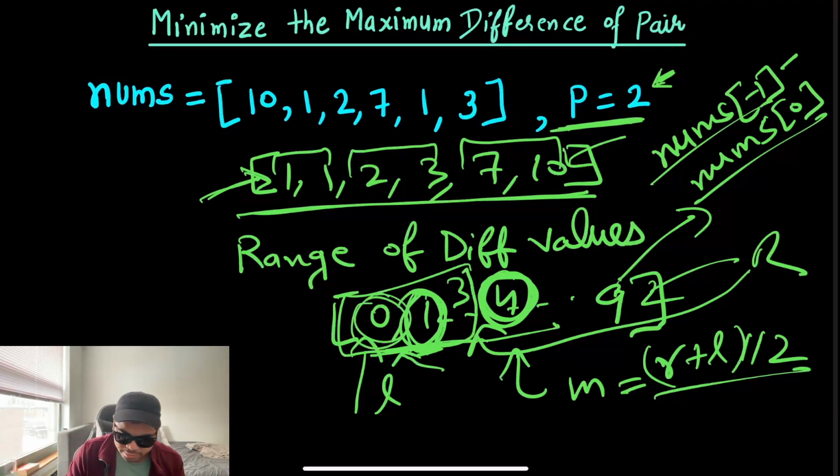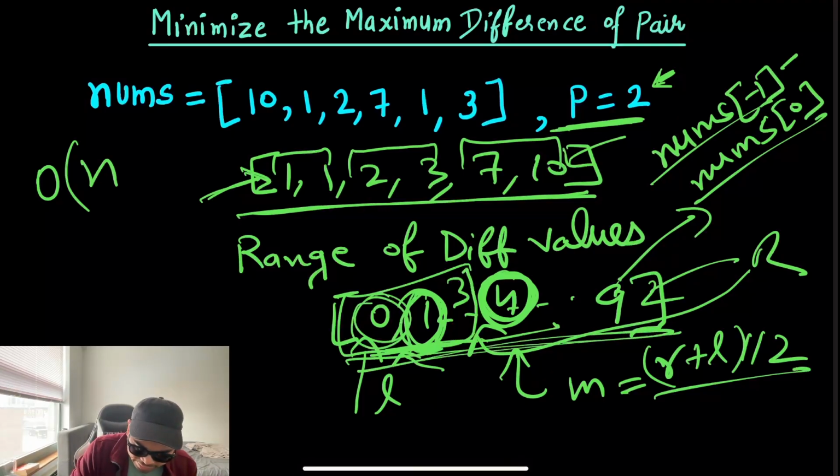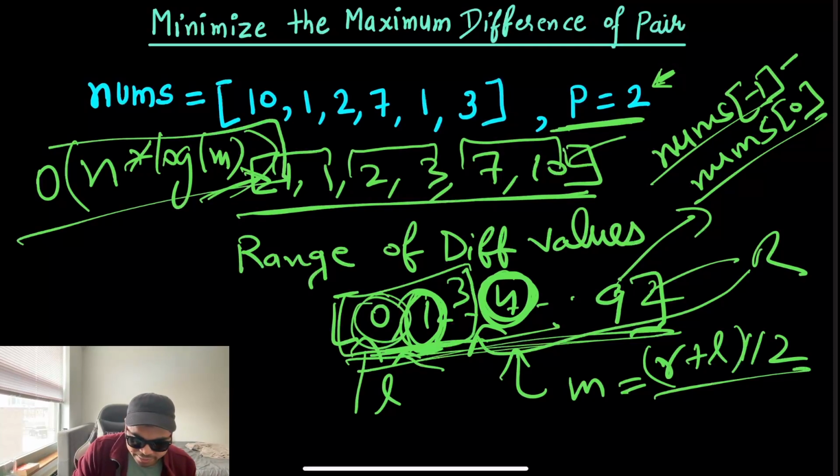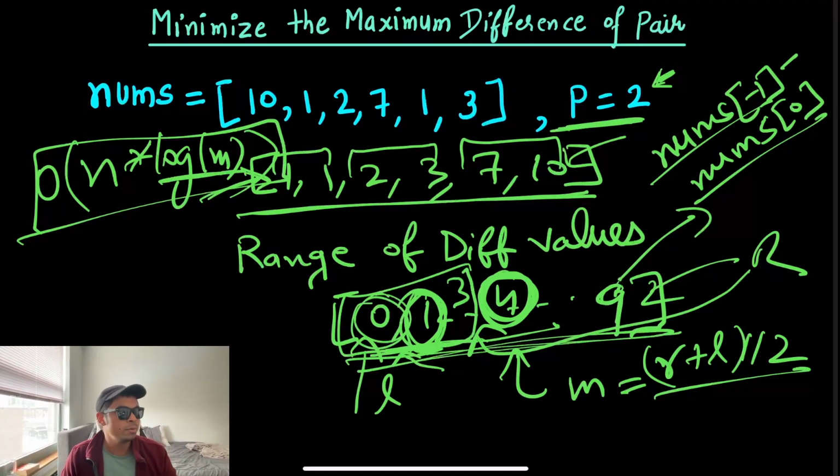And this will bring down the time complexity to big O of n times log m, if this is m. And why this is better than m into n is because this m could be really large because of this difference that we can have. It could be really large, and that's what basically makes this problem accepted using the binary search.